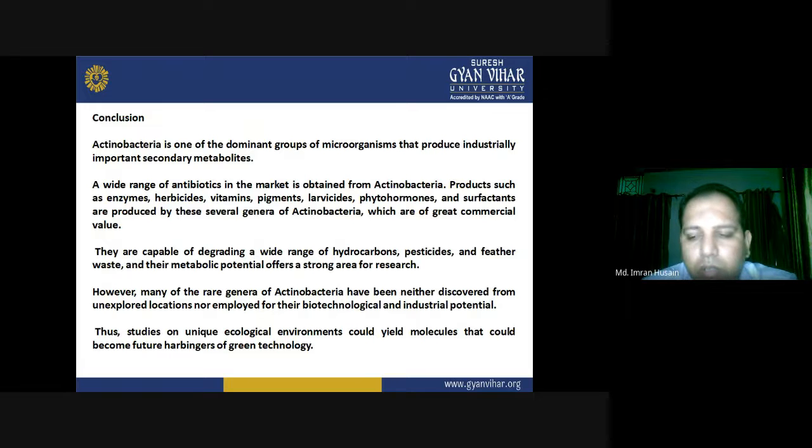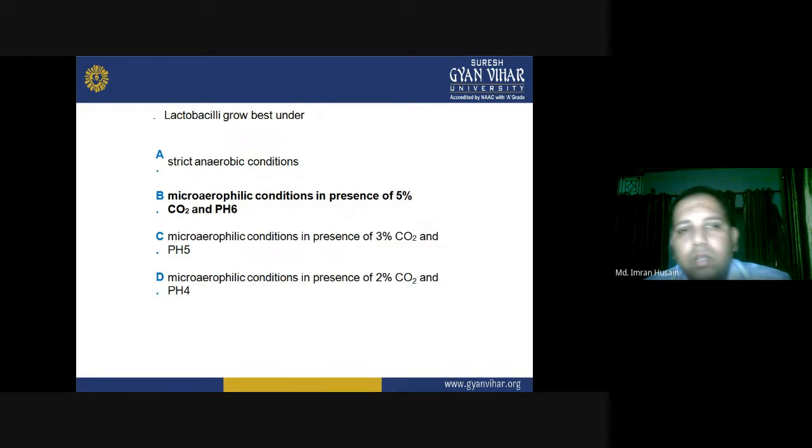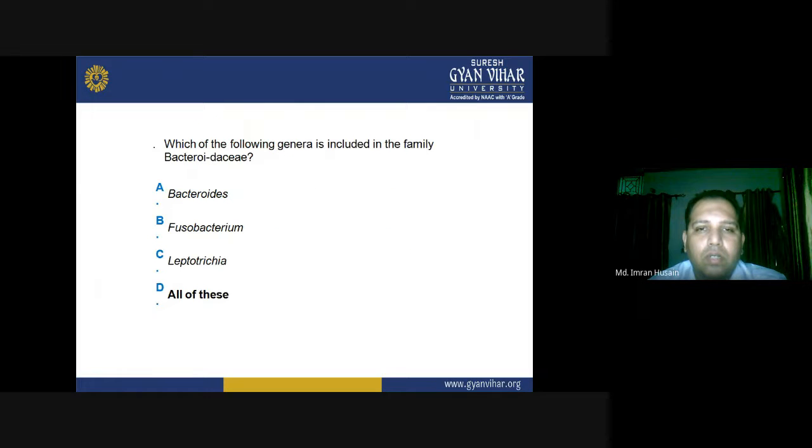of green technology. So coming on to the MCQs: Lactobacilli grow best under microaerophilic conditions in presence of 5% CO2 and pH 6. Which of the following genera is included in the family of bacteria? They see all of these: Bacteroides, Fusobacterium, and Leptotrichia.